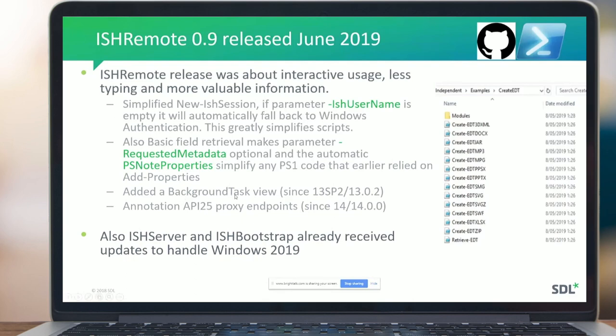Also, the background path commandlet was added, which of course requires the API endpoints that I shared earlier. And not to be underestimated, also ish server and ish bootstrap, which are the PowerShell modules that drive the setup of your server. So in the documentation, we explain how you should set up Java or Java help or regional settings of your user or all that kind of stuff. But that is also already automated for you, and we maintain that, and that code has been reviewed and it's now also working for Windows 2019. So those modules are also available online.